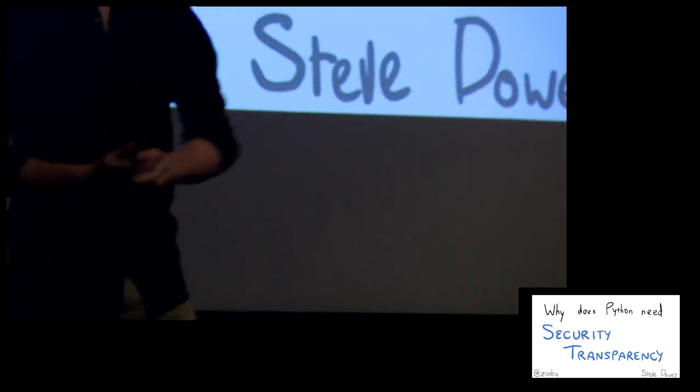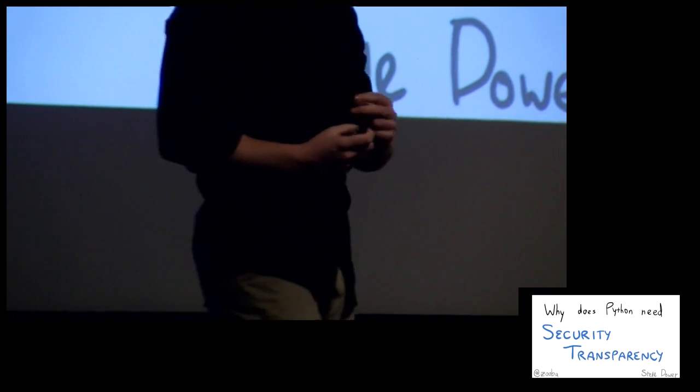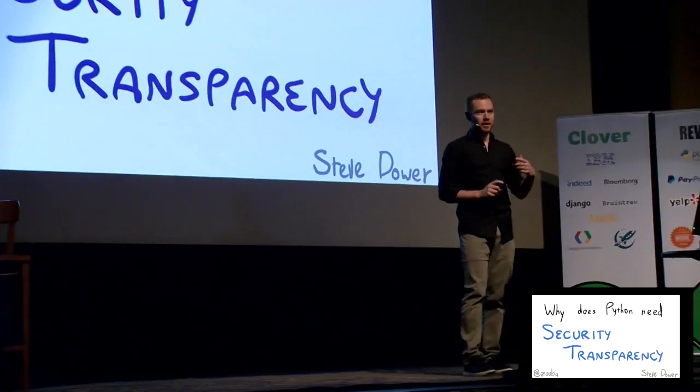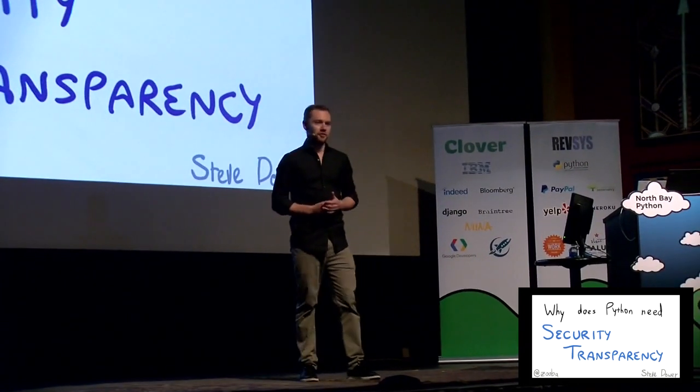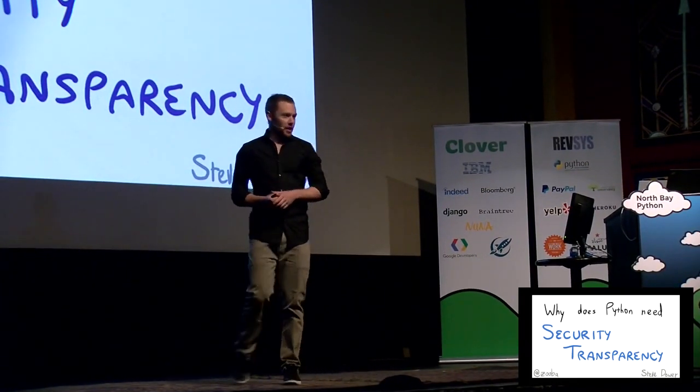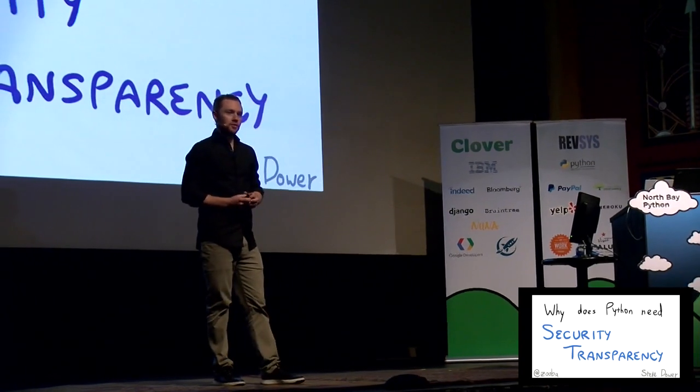All right, good morning, everyone. For this session, I'm going to be telling you about two things. The second thing is PEP 551, which is a proposal that I've written and I'm putting forward for inclusion in, hopefully, the next version of CPython. And that is how to make Python more security transparent.